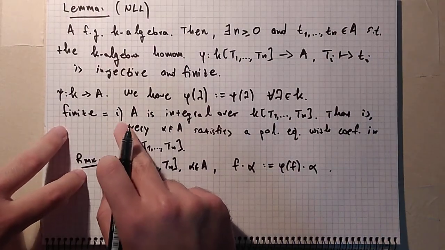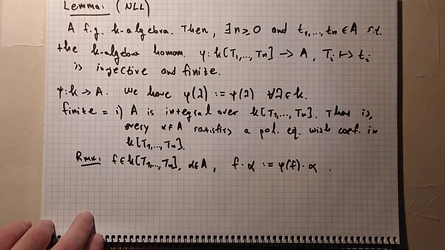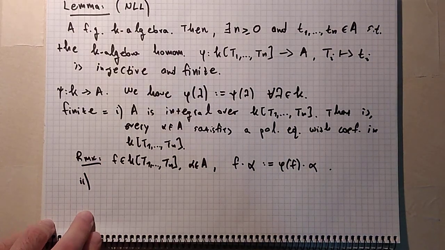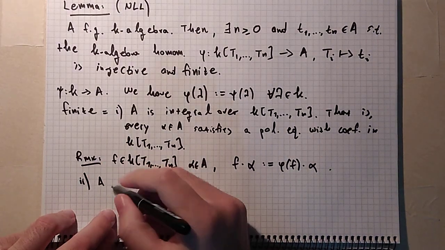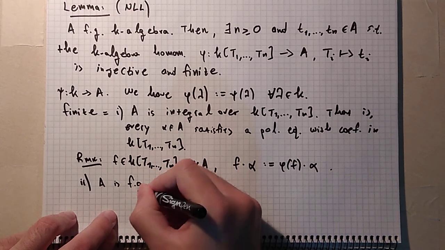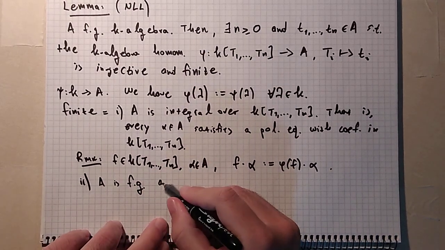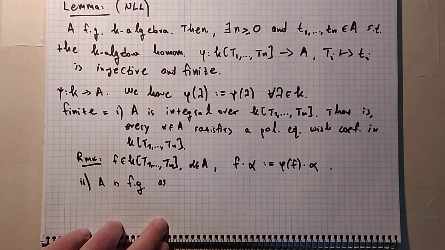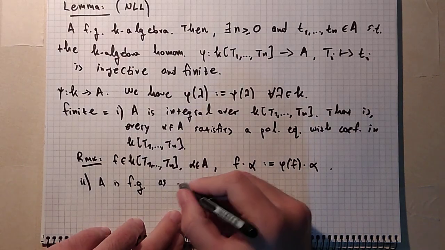So that's the first thing. This is the first property of a ring homomorphism being finite. And now the second thing is that A is finitely generated as an algebra over the polynomial ring.